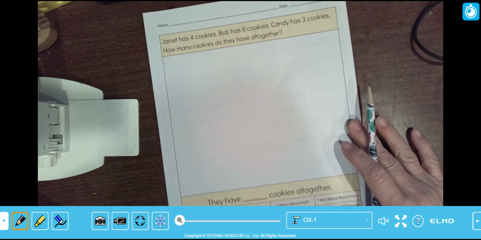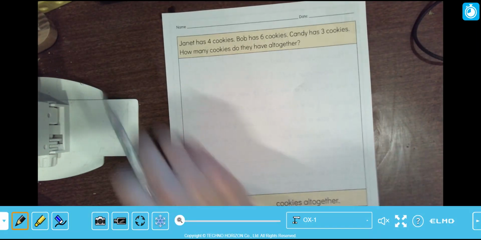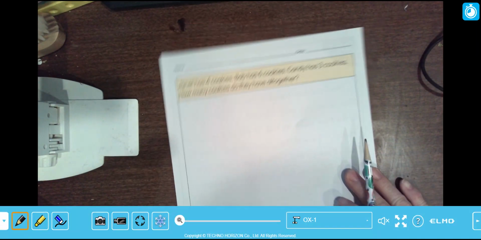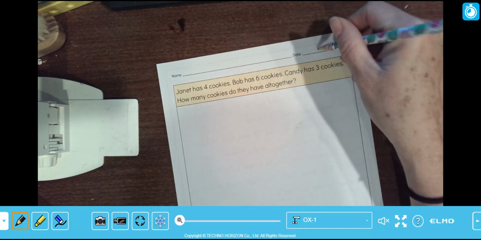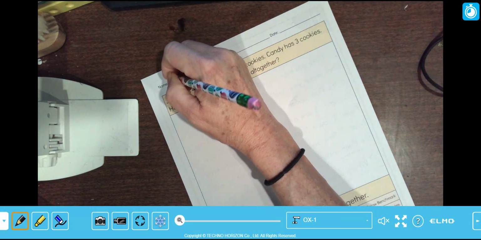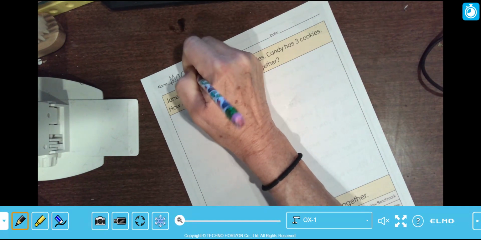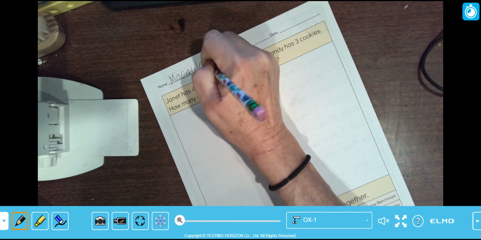So today we're going to do this word problem here about Janet and the cookies. And what I need from you is to write the date of this problem here and your name here. I'm going to write Macaulay because that's my name, but you write your name right there.